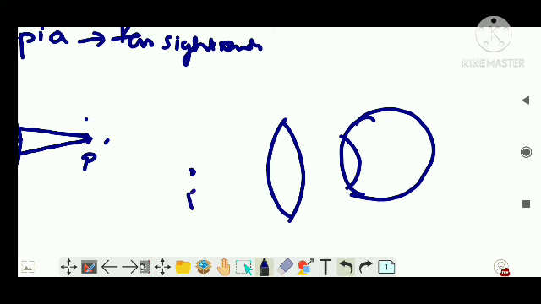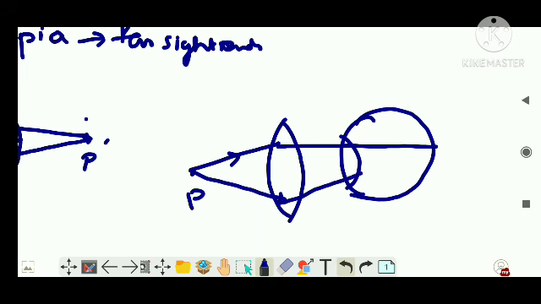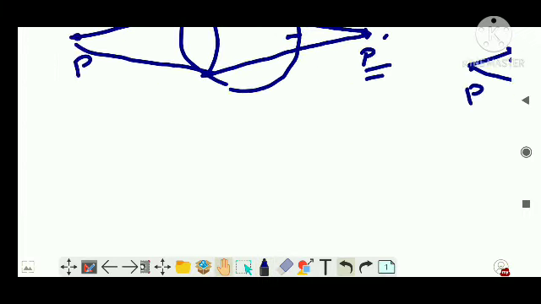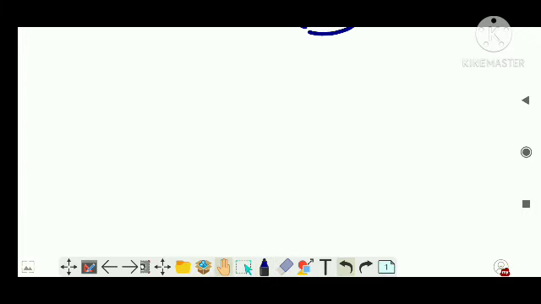So this is the object, the light ray falls like this, and it is converged like this, so that now the image will be formed at the retina itself. Here the image is formed beyond the retina, right? This is known as farsightedness. Youngsters will see, but it is less in the case of youngsters.